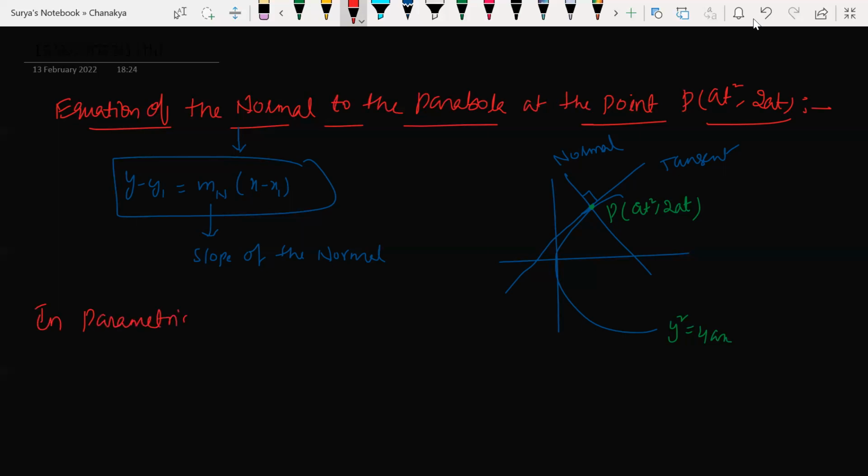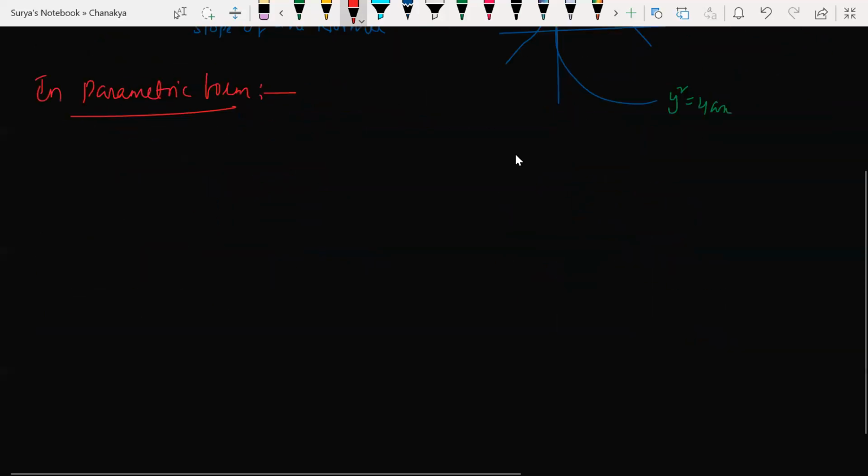In parametric form, if he has not given a point, then you have to take a point as at square comma 2at. Okay? So I'm just finding the equation of the normal here. In parametric form, I know the equation of the tangent. We know that. We can derive it, no problem.